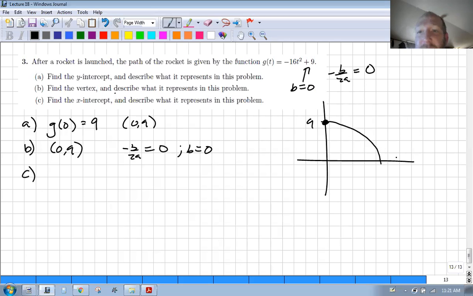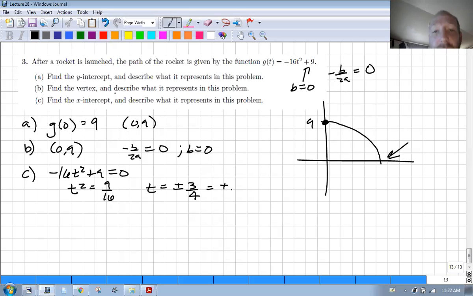All right, the x-intercept, we got to find this guy here. So we set our height function equal to 0 and solve for the time. Let's see. t squared would be 9 over 16 using the square root method. We get t is plus or minus 3/4 or 0.75. In this case, we're not concerned with the negative. We only want the positive one, 0.75 seconds.